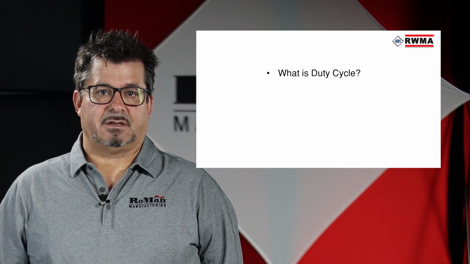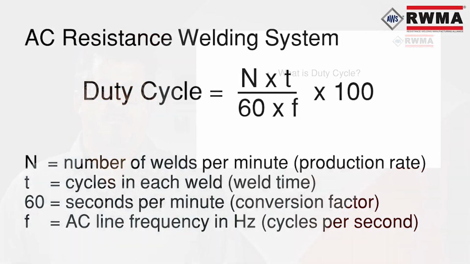Let's look at how this is calculated. For an AC resistance welding system, we multiply the number of welds per minute by the number of cycles in each weld and divide that by 60 times the AC line frequency. 60 is a conversion factor of seconds per minute, and the line frequency in North America is 60 Hertz. This value is then multiplied by 100 to express duty cycle as a percent.